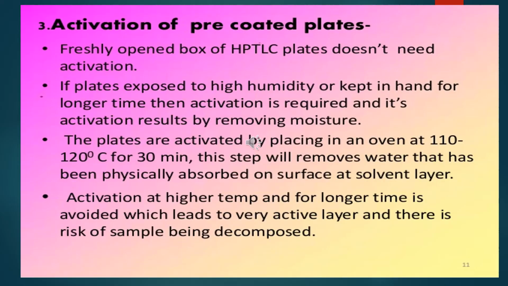Activation of pre-coated plate. A freshly opened box of HPTLC plates doesn't need activation. If the plate is exposed to high humidity or kept in hand for a longer time, then activation is required, and it works by removing moisture. The plates are activated by placing in an oven at 110 to 120 degrees Celsius for 30 minutes. This step will remove water that has been physically absorbed on the surface of the sorbent layer. Activation at high temperature and for a longer time is avoided, as it leads to a very active layer and there is a risk of the sample being decomposed.